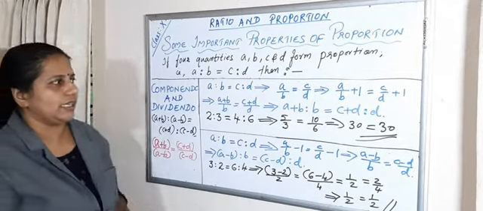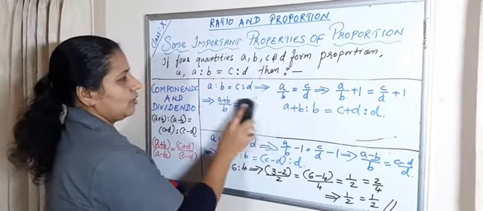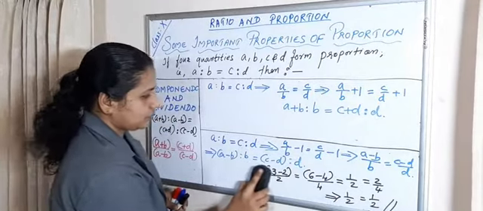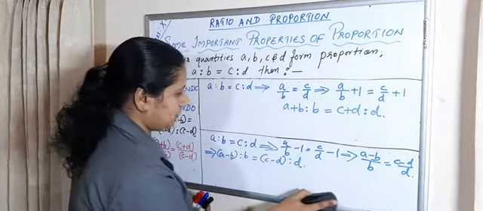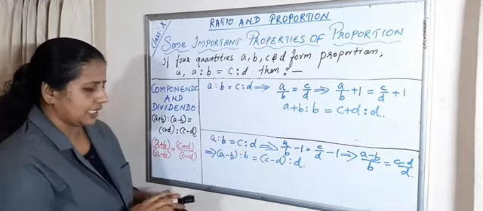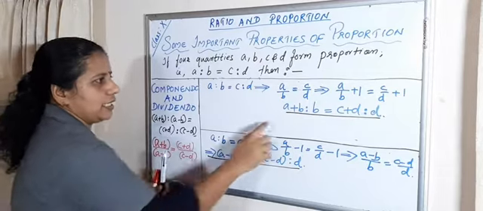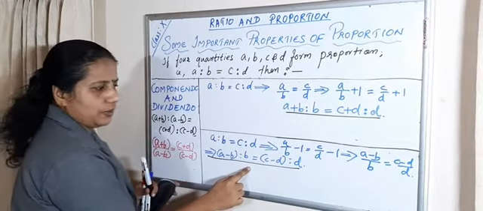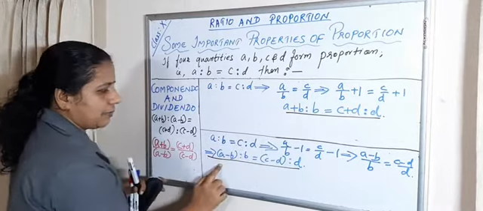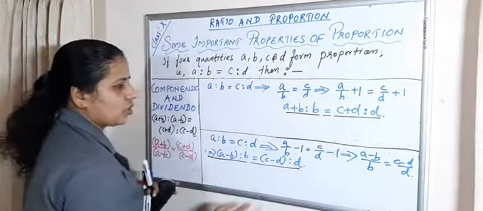Here what we are doing is, already we have A plus B is to B equal to C plus D is to D, and here, look at here, A minus B is to B equal to C minus D is to D. This is componendo and this is dividendo. Now I am taking the ratio of these two quantities, that is, A plus B is to B and A minus B is to B, and C plus D is to D and C minus D is to D. I am taking the ratio of this quantity and this quantity. Similarly, taking the ratio of this quantity and this quantity.